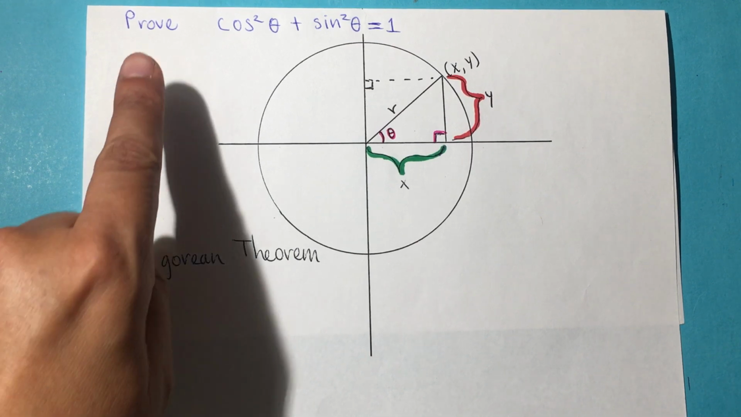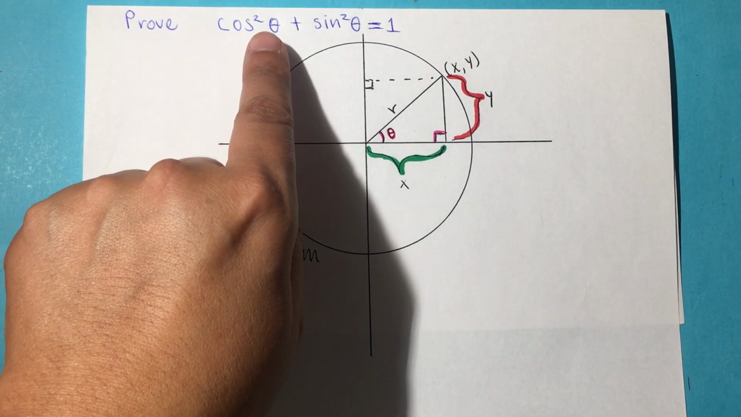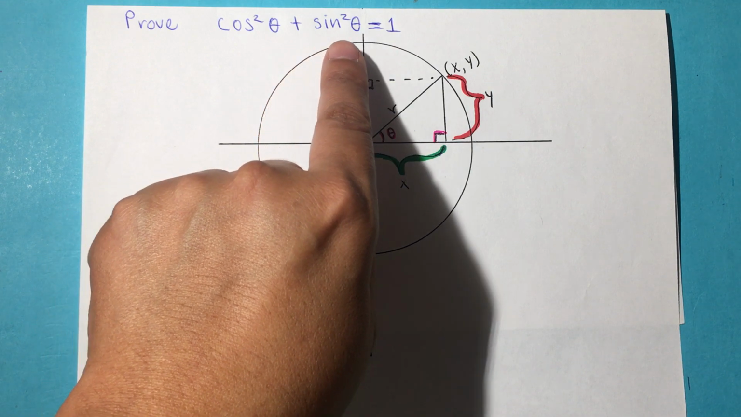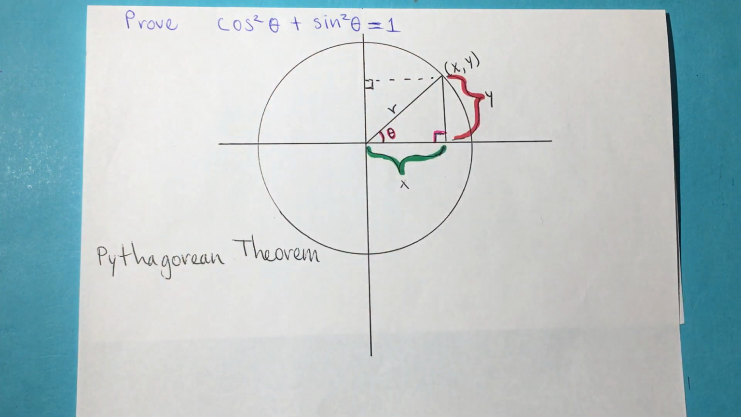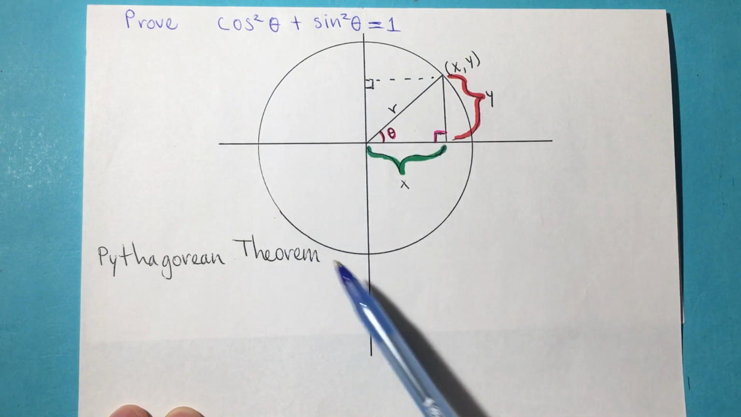Okay, so we're going to begin by proving that cosine squared of theta plus sine squared of theta equals 1. Throughout this unit, we've been learning how to find the sine, how to find the cosine, and even tangent, but we're not going to look at tangent right now. And so to prove this, we're going to be using the unit circle.